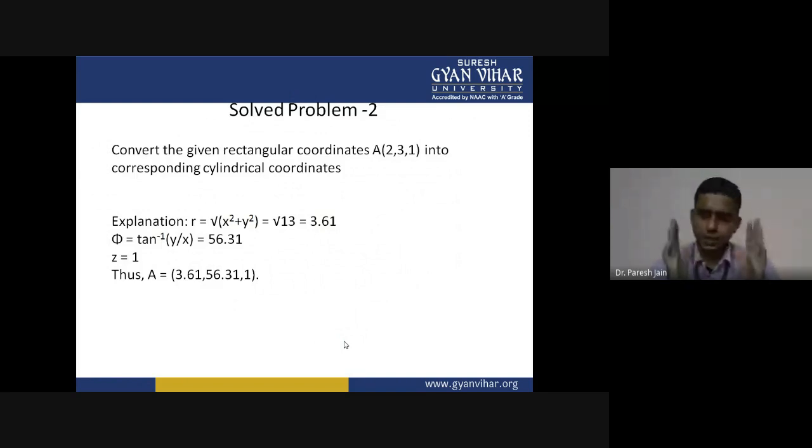So there is no change in the z, because there is no transformation from Cartesian to cylindrical coordinate system in the z. Thus, the vector A is converted into the cylindrical coordinate system. The new value of the vector A in the cylindrical coordinate system is 3.61, 56.31 degrees as the value of phi, and 1 is the z. So r, phi, z is represented as 3.61, 56.31, and 1.